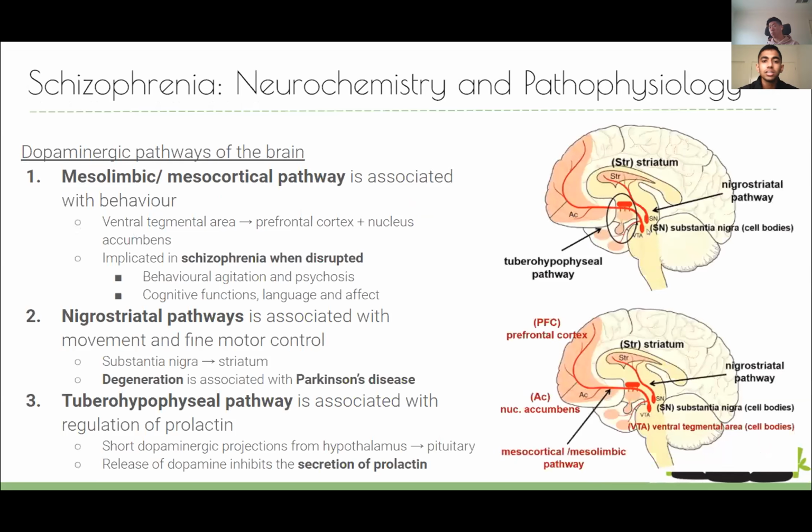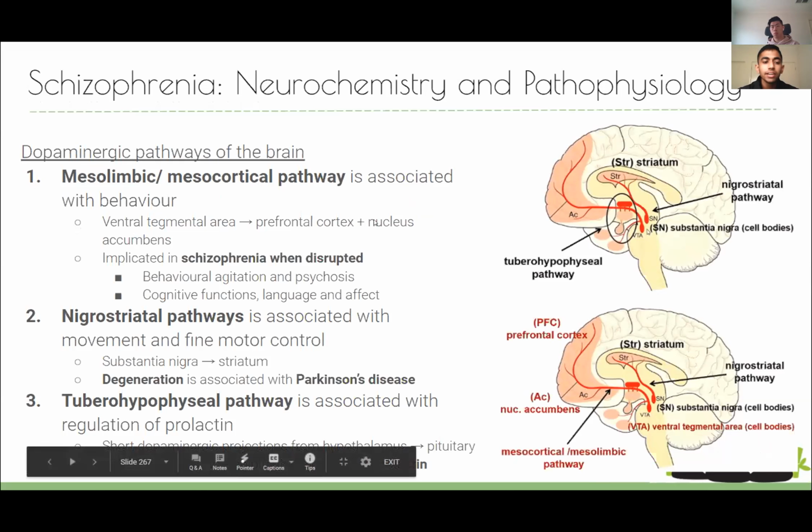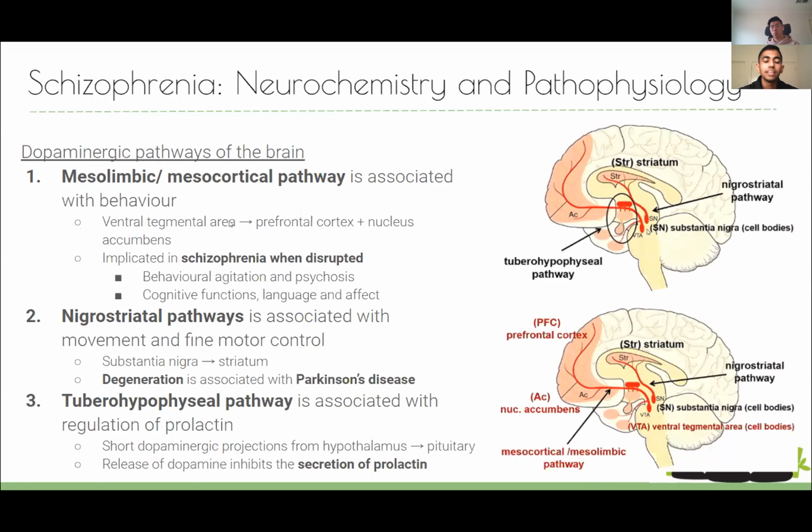All right, so how does schizophrenia work? What is the neurochemistry? There are a few dopaminergic pathways in the brain that you need to know about. So there's our mesolimbic and mesocortical pathway, and that's where our ventral tegmental area is. There are neurons going from there to our prefrontal cortex and nucleus accumbens, which is really important to know. These are associated with this mesolimbic pathway. And when this pathway is disrupted, that's when we get schizophrenia.